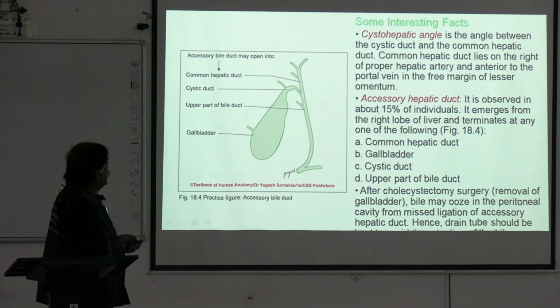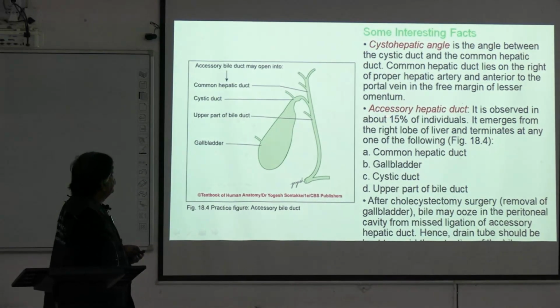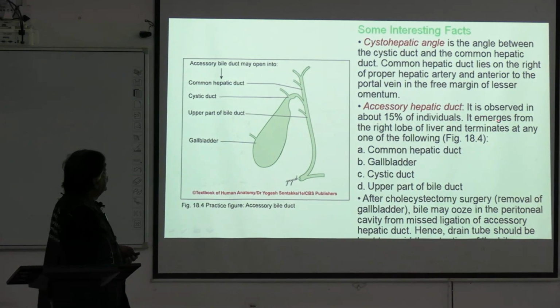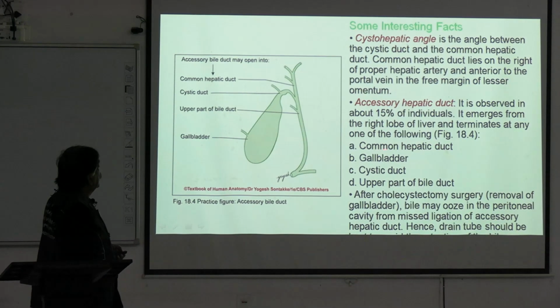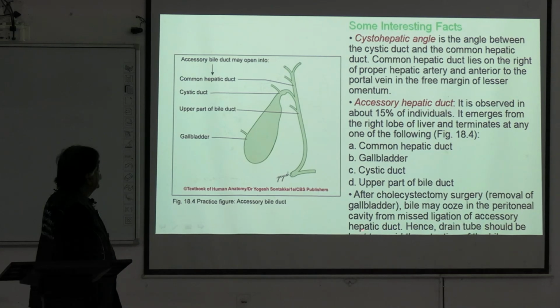Now, the accessory hepatic duct is observed in about 15% of individuals. It emerges from the right lobe of the liver and terminates at any one of the following: common hepatic duct, gallbladder, cystic duct, upper part of the bile duct. After cholecystectomy, removal of the gallbladder, bile may ooze into the peritoneal cavity from a missed ligation of an accessory hepatic duct. Hence, a drain tube must be put in.